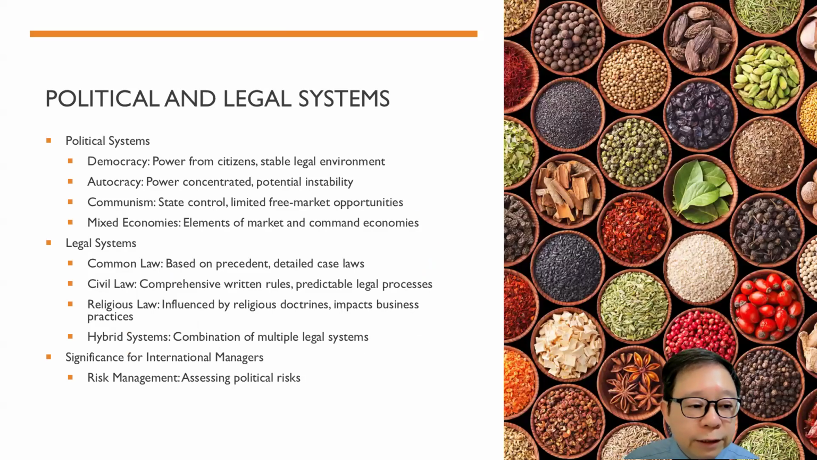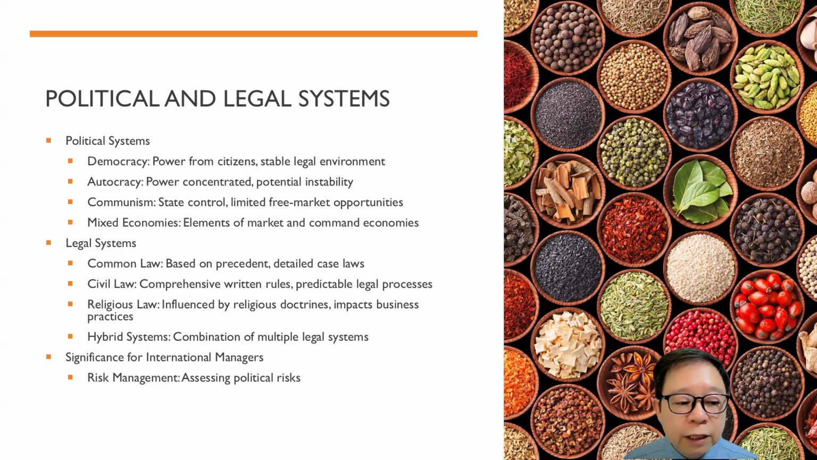The political and legal system. A political system will look at democracy, which can be defined by power from citizens and a stable legal environment. The other is autocracy, which we call power centralized with potential instability, right? Of course, we need to look at the different configurations and environments in different countries. Communism is state control, with limited free market opportunity, right? And sometimes we have a mixed economy, with elements of a market economy and a command economy, right? So they look at the situation on a case by case basis.